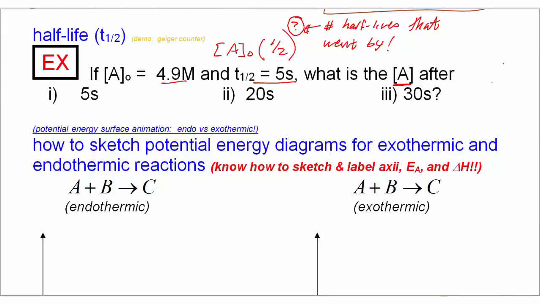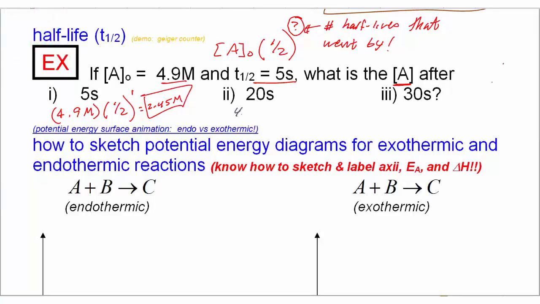Okay, let's try it. So this first part, our original concentration is 4.9 molar. We have to take it times 1/2, raised to what power? How many half-lives went by? Just 1. Right? Because it's just 5 seconds. So 4.9 times 1/2 is about 2.45. Okay.